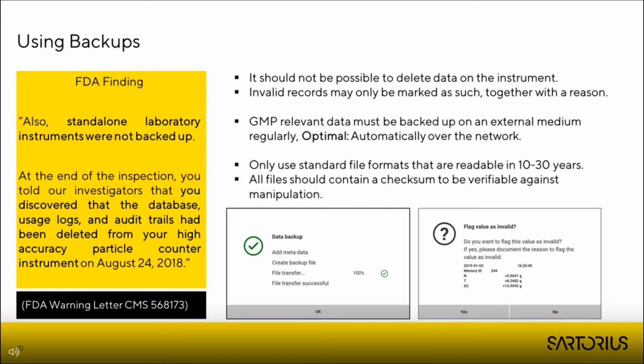In an optimal case, like our Cubis II balance, you can transfer the data automatically in a regular way to a network storage. And another point is that you should also have readability of this data in 10, 20 years. Therefore, you should make sure that only standard file formats like PDF are used that are also readable in future.